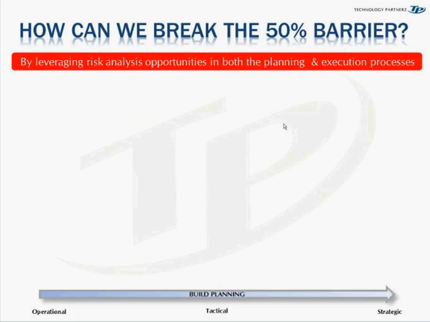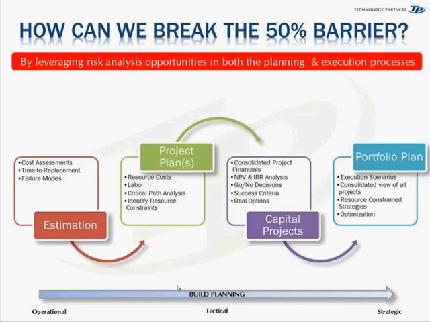So essentially, most organizations work in the following way. They build an operational plan, it becomes tactical, and then there's a strategy. So in our world, that means that there's an estimation process. Estimation, and I would add identification of projects. So cost assessments, time to replacements, failure modes, system improvements, process improvements, etc. Then we go on and we look at project plans.